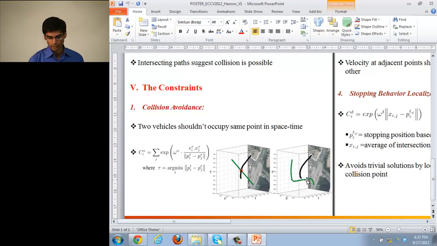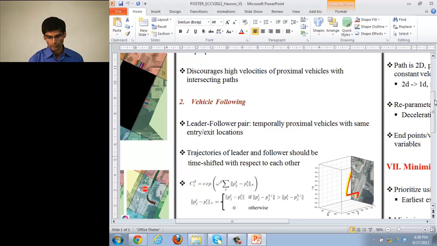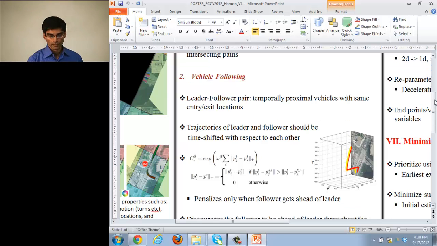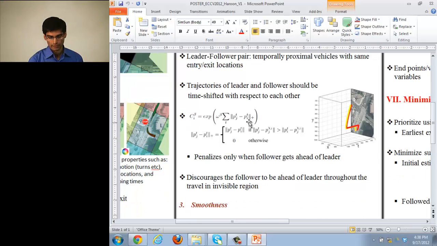On the right, the trajectories are modified after the inference, and they don't collide. Mathematically it's stated like this, which says that the cost is proportional to the product of velocities and inversely proportional to the distance at the point of closest approach. The second constraint is vehicle following, for which we define leader-follower pairs, that are adjacent vehicles that have the same entry and exit pair. And what this constraint says is that the trajectories of leader and follower should be time-shifted versions of each other. Mathematically it is defined like this.